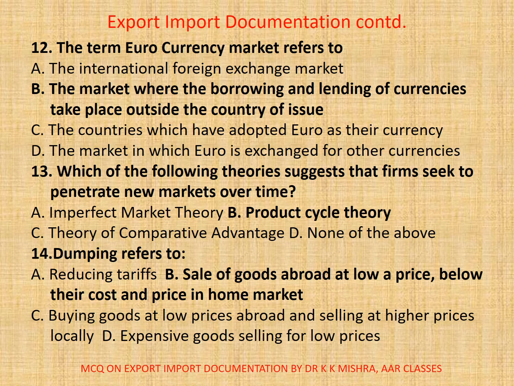14. Dumping refers to A. Reducing tariffs, B. Sale of goods abroad at a low price below their cost and price in the home market, C. Buying goods at low prices abroad and selling at higher prices locally, D. Expensive goods selling for low prices. So here correct option is B. Sale of goods abroad at low price below their cost and price in home market.